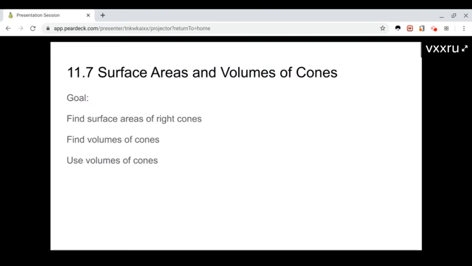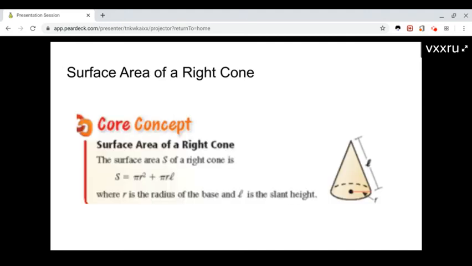So today we are going to go ahead and do 11.7 surface areas and volumes of cones. Our goal is to find the surface areas of right cones, specifically find the volumes of cones, and then use volumes of cones for real life applications. So we're going to go ahead and just jump right into it.